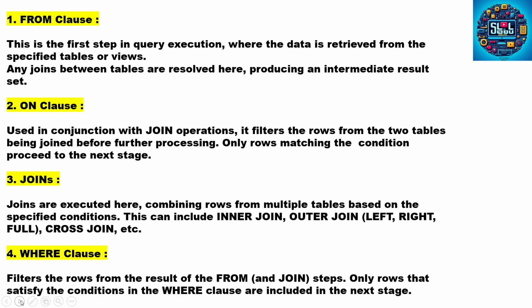So basically, the WHERE clause filters the rows from the result set of the FROM and JOIN steps, and only the rows that satisfy the condition in the WHERE clause are included in the next stage. So after the join, the WHERE clause will work. According to the condition you have provided, the rows are filtered again, and the remaining result set, after the condition is satisfied, will proceed to the next stage of the query execution. So now let's move on and check the next step after the WHERE clause.